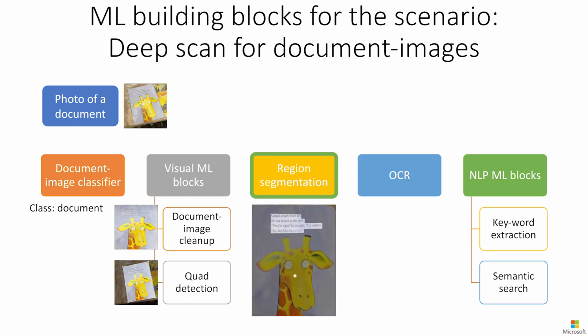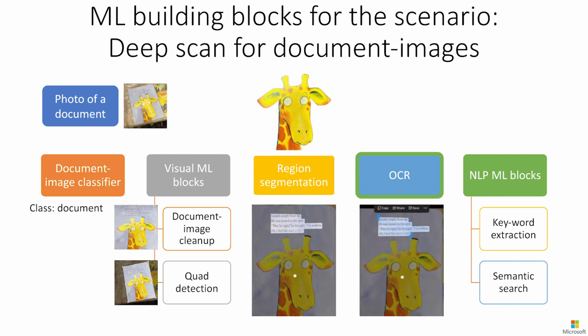After these two blocks, the region segmentation comes in, which identifies what is the text region and what is the image region of the document. When you have the image region, it can be extracted with a very crisp boundary, which can be subsequently used. OCR as well as other NLP blocks can then work on the text region to, let's say, do semantic search, a translation, or any other task.